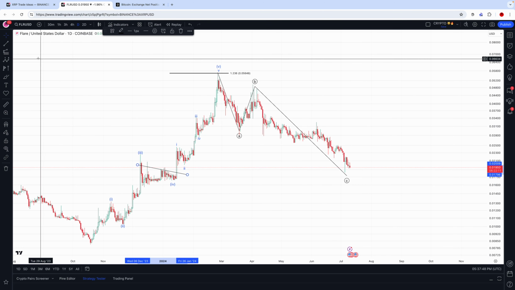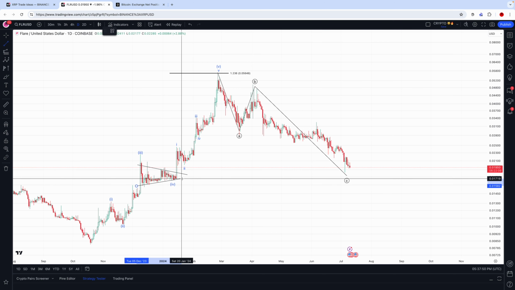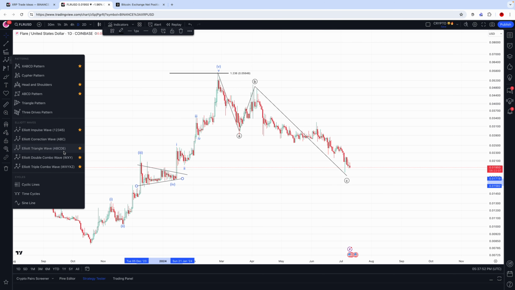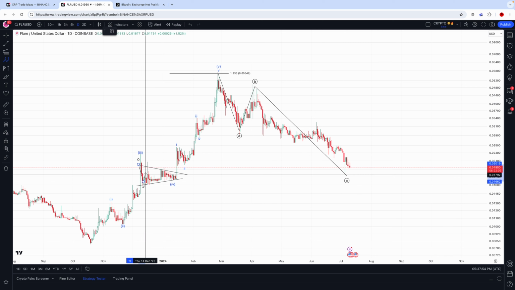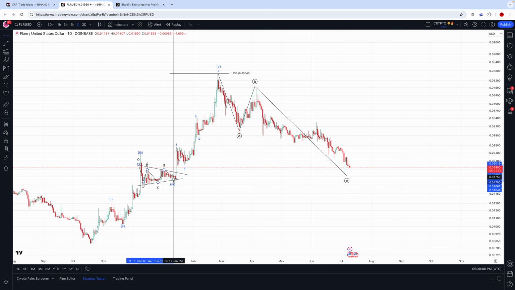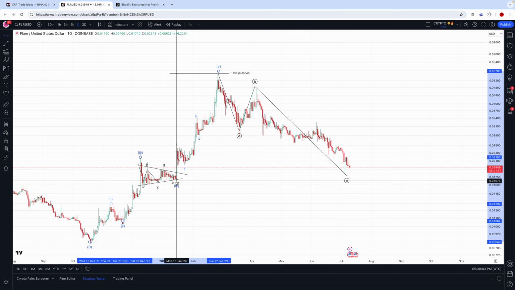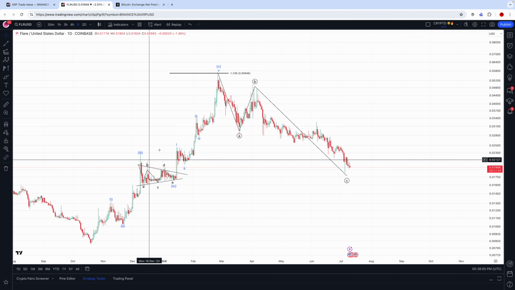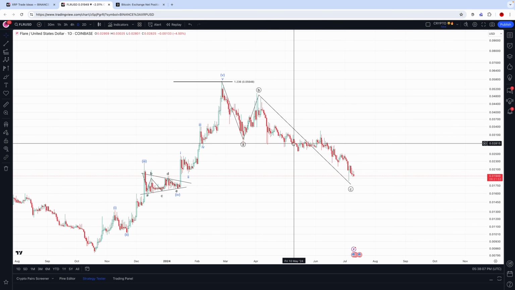Before we had that wave 5 extension, we had what's called an Elliott wave triangle right over here. This is your triangle pattern for wave 4. It usually occurs in wave 4s. And then you have what's called an ABC correction.